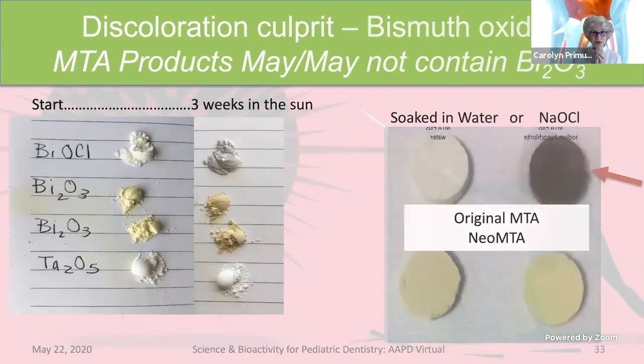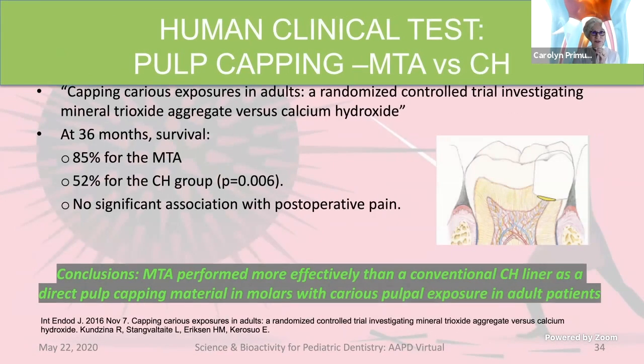So let's talk about the next attribute that you may be interested in, and that was biocompatibility. And the highest level of biocompatibility is a human clinical test. There are quite a few tests that have been done and that are really very nice, especially with primary teeth. But this is one for adults. It was an RCT, and it was a comparison with calcium hydroxide. And the MTA was better than the calcium hydroxide in this pulp capping indication that's diagrammed here.